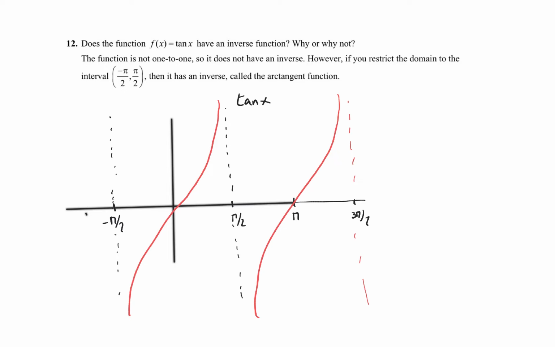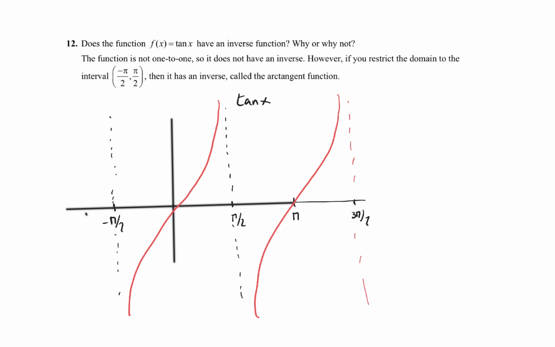So let's go to do, I hope, the last problem. I hope so, yes. Does the function f of x equals tangent of x have an inverse function? Well, why or why not? Well, tangent of x is this function. Between pi divided by 2 and minus pi divided by 2, they have an asymptote. They go to plus infinity. Here they go to minus infinity. And the function repeats, it is a periodic function. Okay, this is tangent of x.